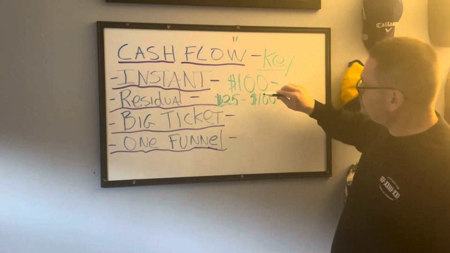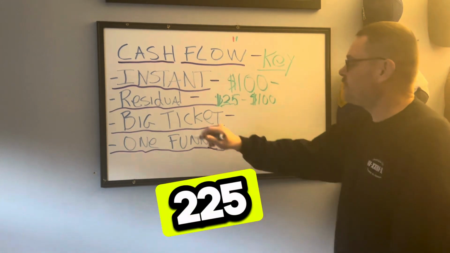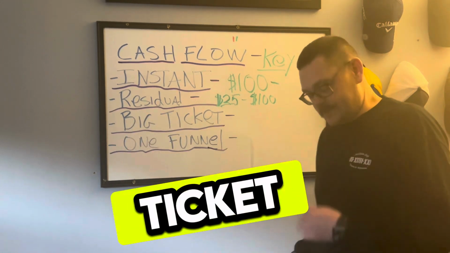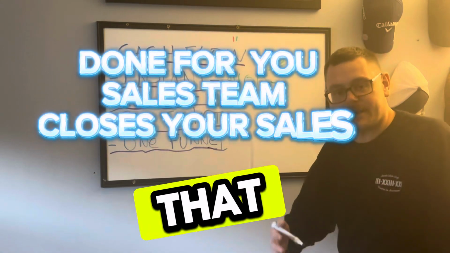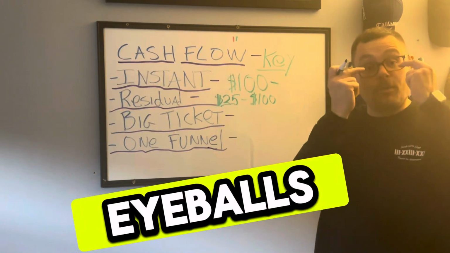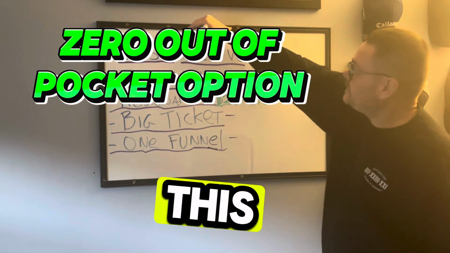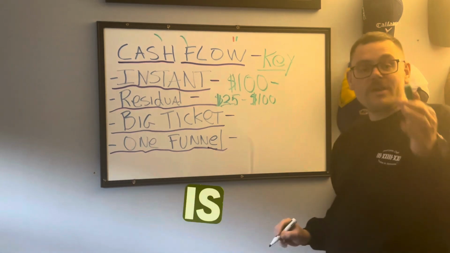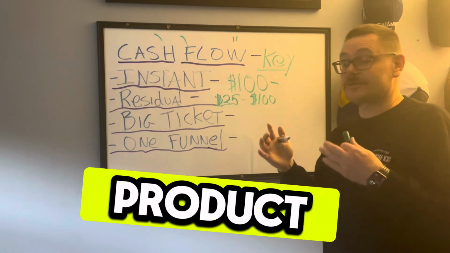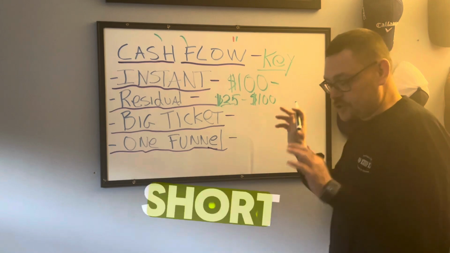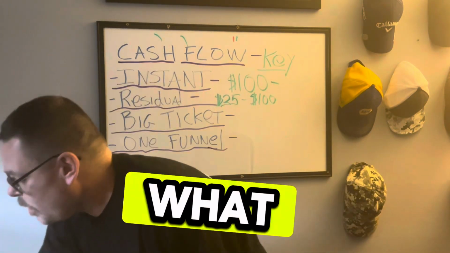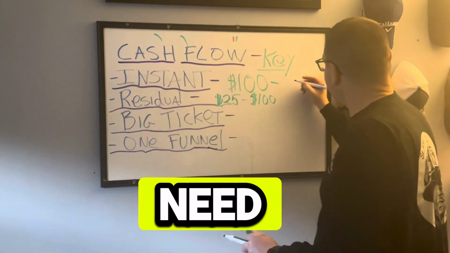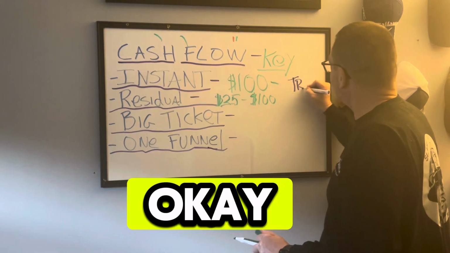We'll get to this in a minute, but one funnel, you're going to be able to make 100, 200, 225, and we have a big ticket aspect and a product that we need to get eyeballs to the instant cash flow. So the whole point is to get the cash flow. The big ticket is done for you as well, and it's a product we need. And the product we need is traffic.